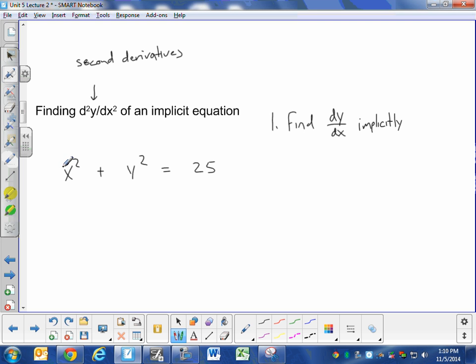Let's go over the steps involved in this. Typically, you'll be asked to find d squared y over dx squared, and this is just that notation. We'll show you again where it comes from. Find d squared y over dx squared in terms of x and y. They make sure they include "in terms of x and y" for a very good reason.